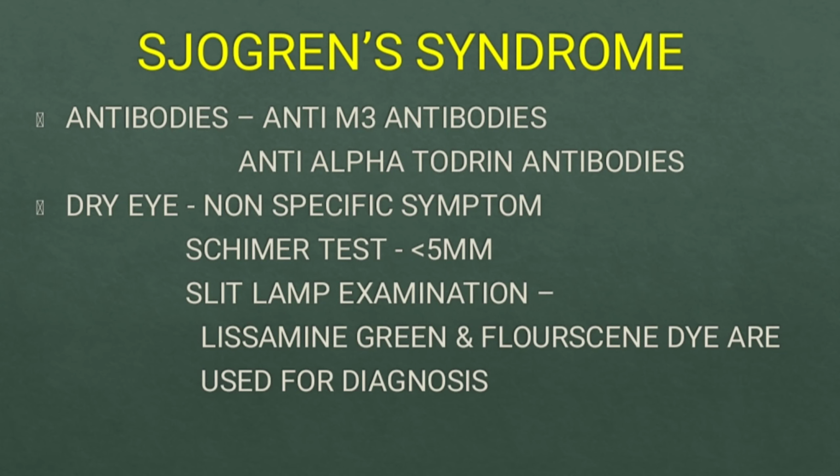The presence of dry eye is a non-specific symptom, but the screening test we use is the Schirmer's test. In this test, defective tear production is checked. Wetting of less than 5 mm is often diagnostic of dry eye. On slit lamp examination, lissamine green and fluorescein dye are used for diagnosis.